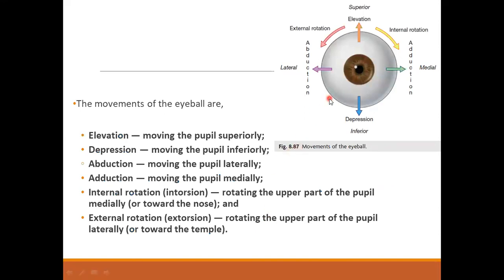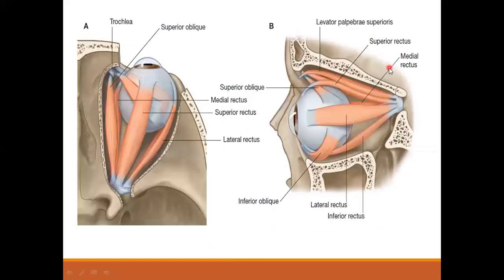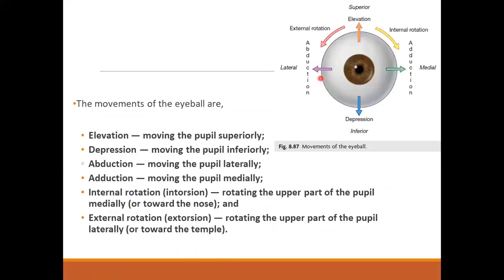So there are some movements of the eyeballs, which include elevation and depression. Elevation means moving the pupil superiorly, and depression means moving the pupil inferiorly. There is abduction, moving the pupil laterally, and adduction, moving the pupil medially. There is intorsion or internal rotation, which rotates the upper part of the pupil medially or toward the nose. And there is external rotation or extorsion, which rotates the upper part of the pupil laterally or towards the temple.